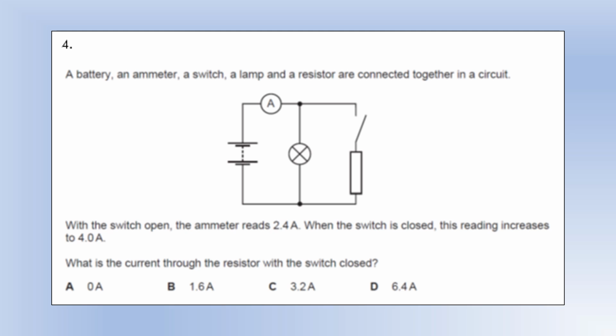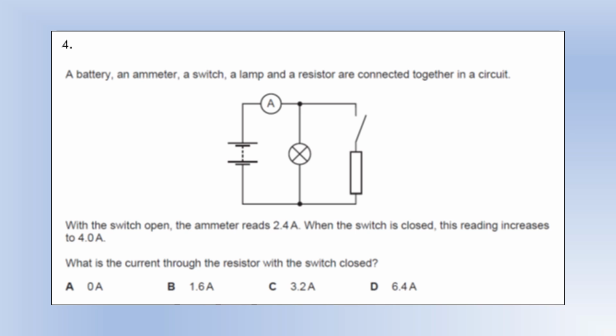Okay, so a battery, an ammeter, a switch, a lamp and a resistor are connected together in a circuit like we can see. With the switch open, the ammeter reads 2.4 amps. When the switch is closed, the reading increases to 4.0 amps. What is the current through the resistor when the switch is closed?